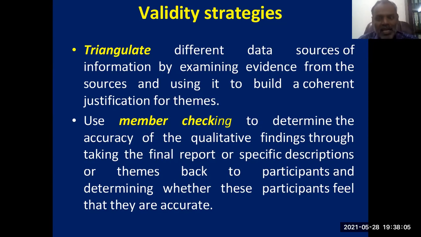Use member checks to determine the accuracy of qualitative findings by taking the final report or specific descriptions or themes back to the participants and determining whether they feel these are accurate. In qualitative study, we usually call this a dissemination workshop. Once you finish your report, the draft report needs to be presented to the participants. Those who participated in the study need to reflect on the report written by you. So it is a dissemination workshop.